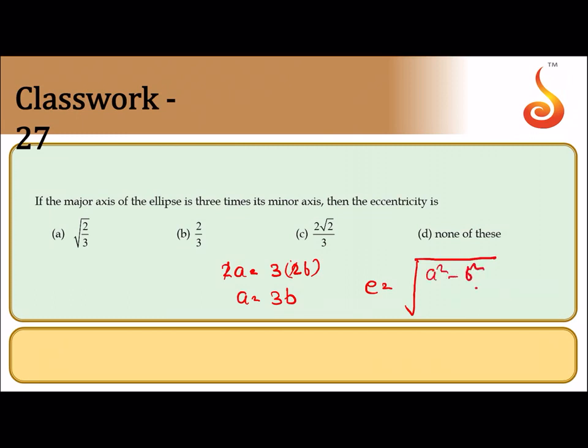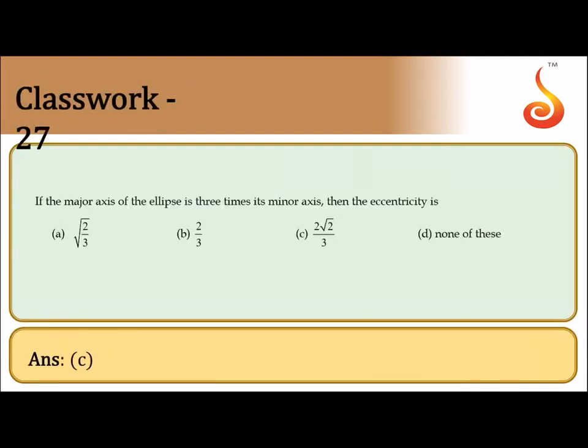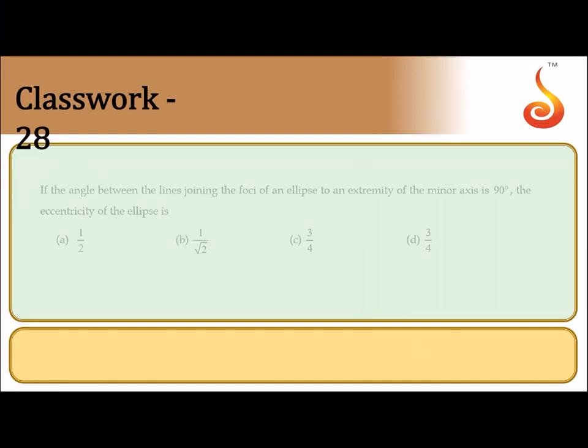Then eccentricity e is equal to under root of a square minus b square by a square. This will give you under root of 9b square minus b square by 9b square. We get under root of 8 by 9, or 2 root 2 by 3. Option C is correct.